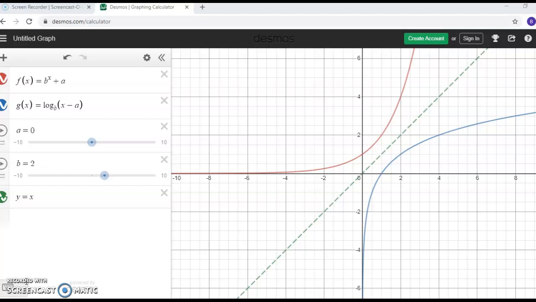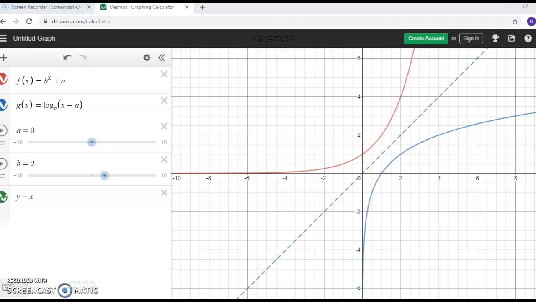The other graph is g of x, which is this blue graph right here, which is a log graph. Log base b of x and then minus a. We'll adjust those numbers in a little bit. And I've got the line y equals x as a dotted line. The reason I have this one graphed is I wanted to show you guys that the exponential function and the log function are inverses of each other. There's that symmetry over the line y equals x. So it's kind of a mirror image.